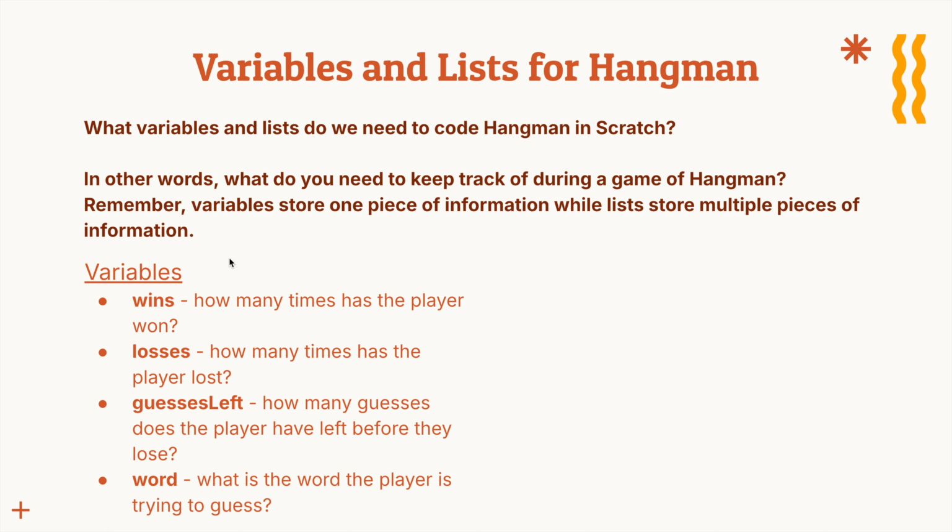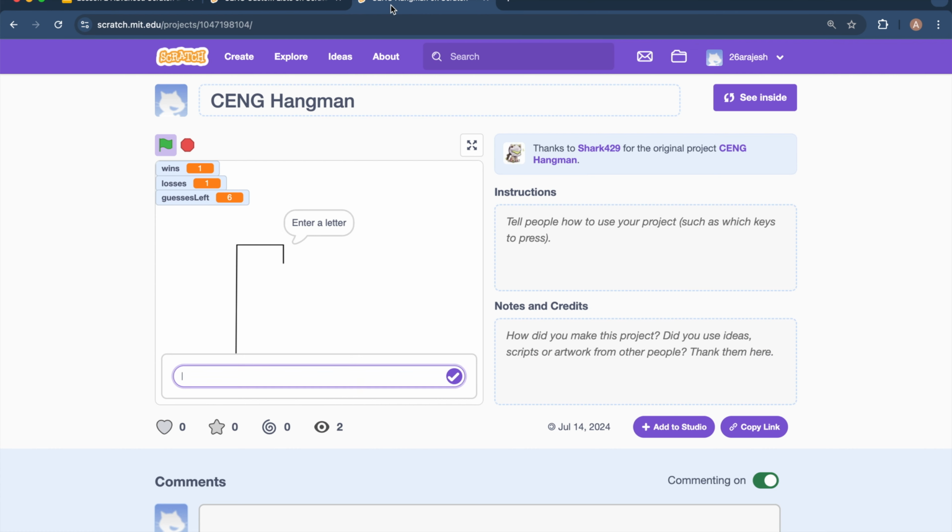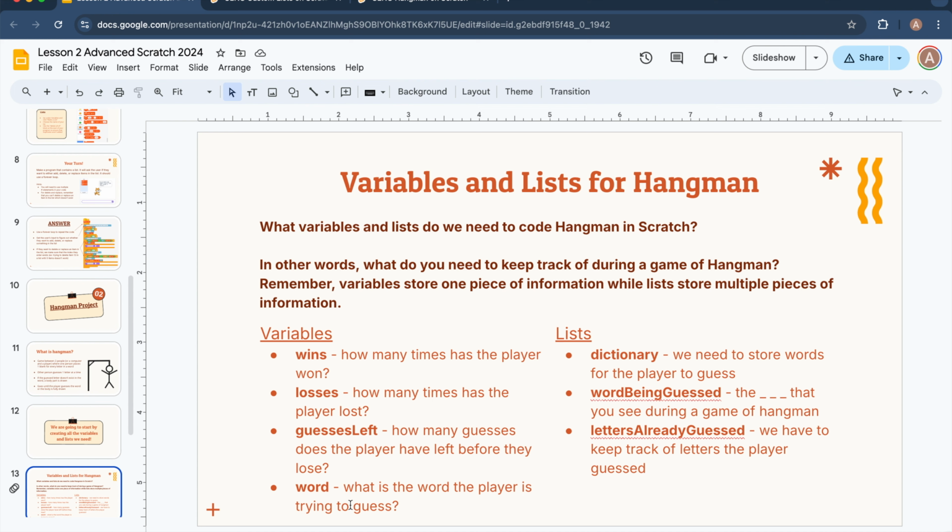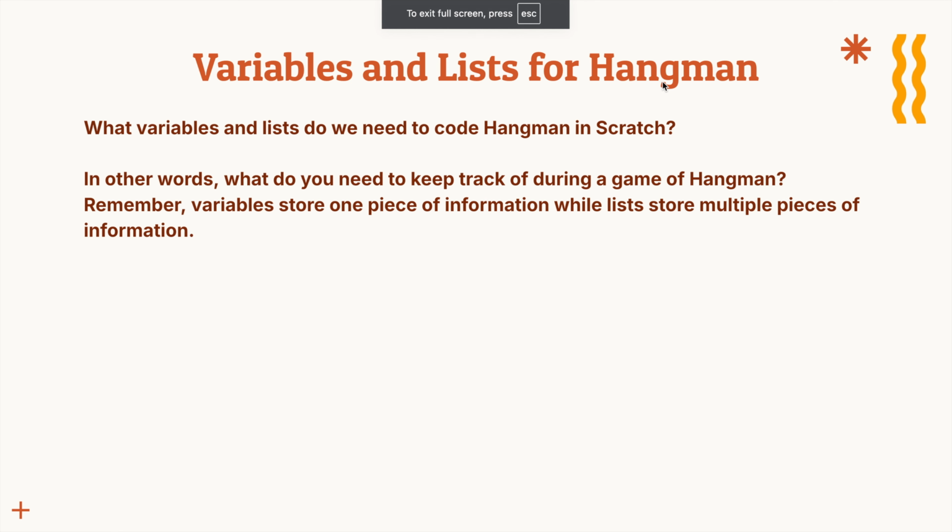Finally, we want to have a variable which stores the word. What is the word the player is trying to guess? So when I was playing in the program over here with my example, the word that the player, or me, was trying to guess was dog, right? We want to keep track of that in the program.